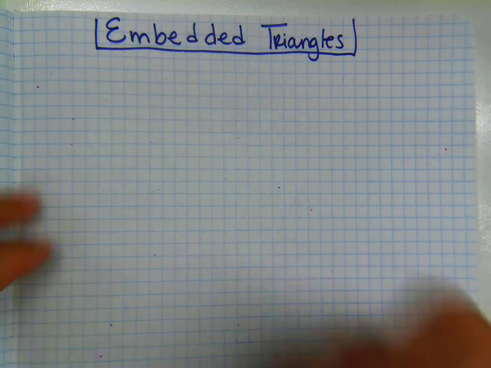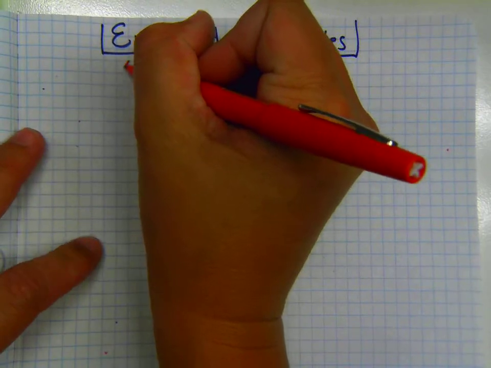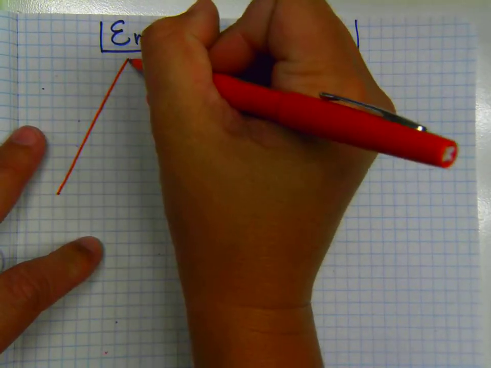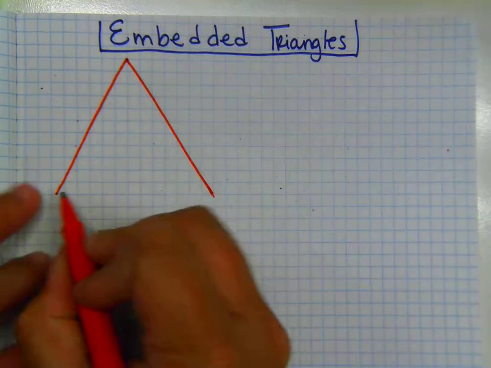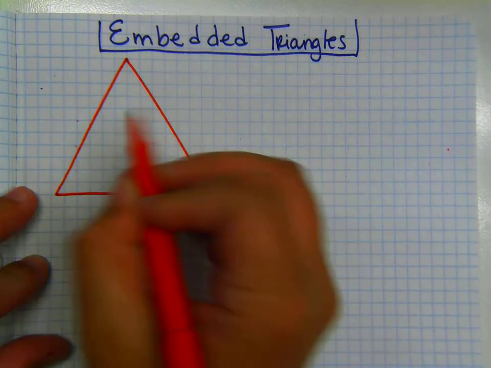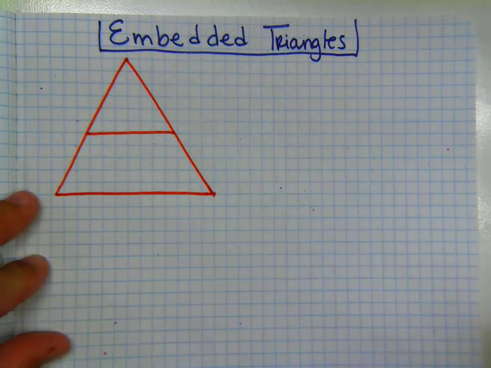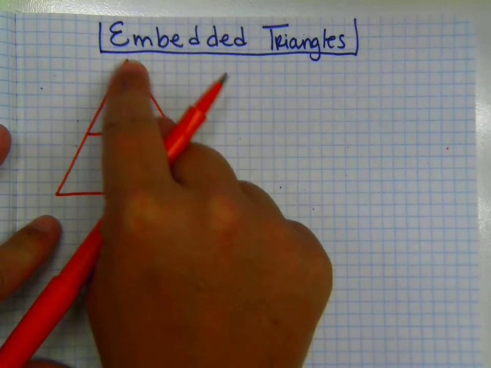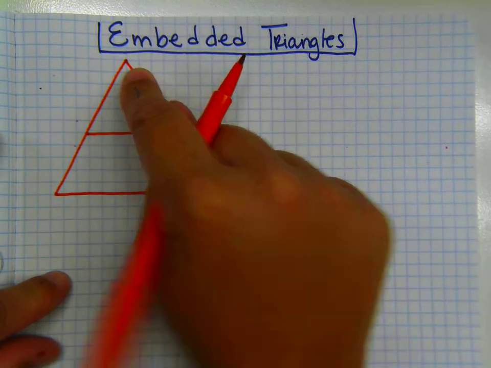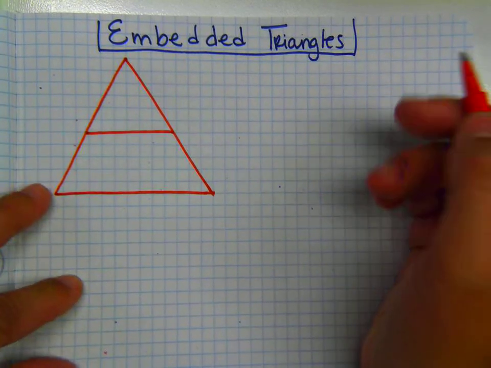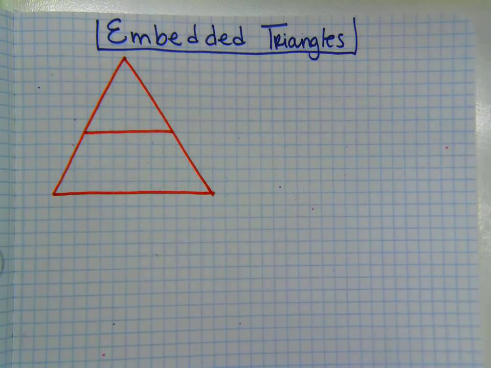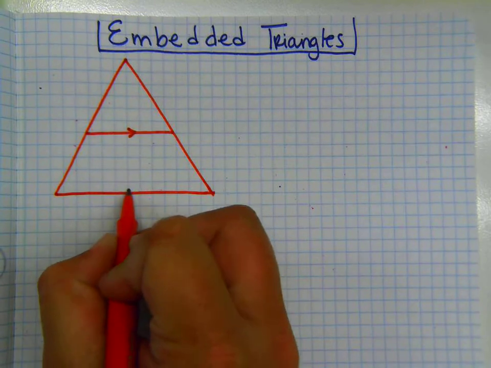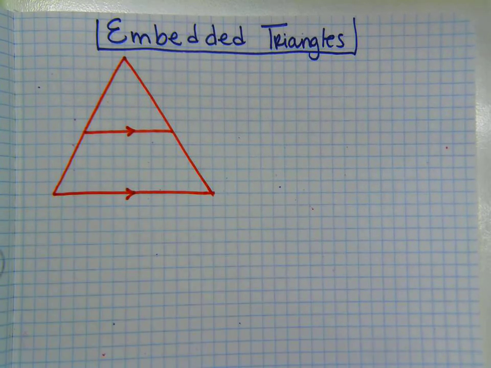So what embedded triangles look like is if we have a triangle, but then we have another triangle inside. So technically there are two triangles here. We have this little triangle here and this bigger triangle here, okay? Now, these triangles are similar, but let's talk about why. Well, those lines are parallel, okay?